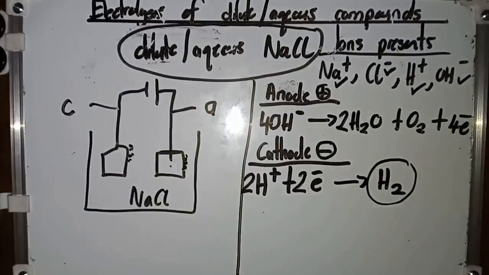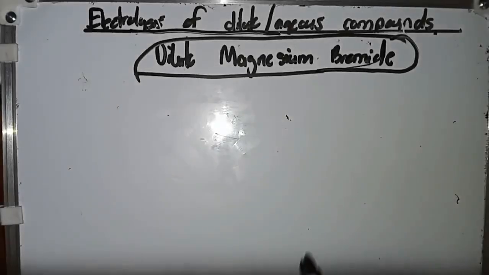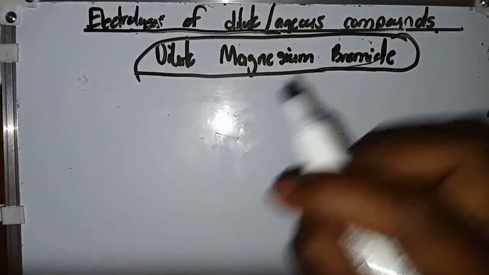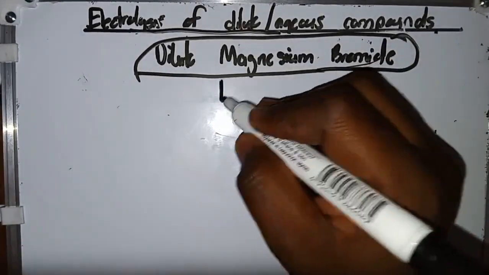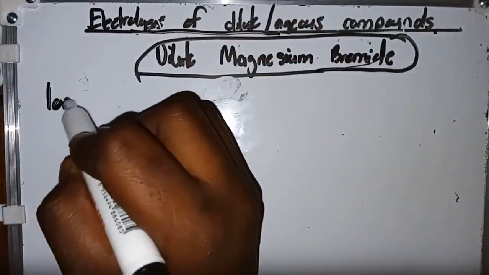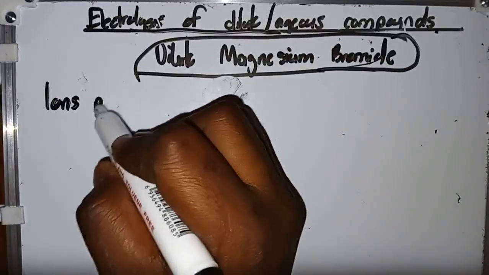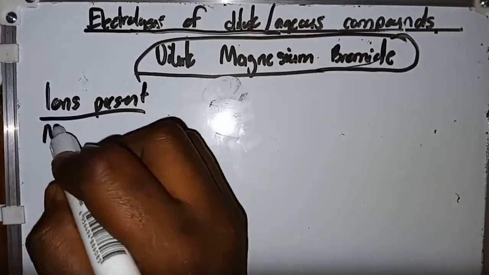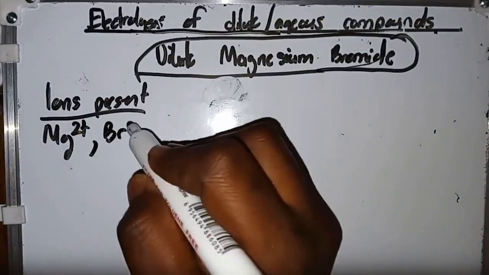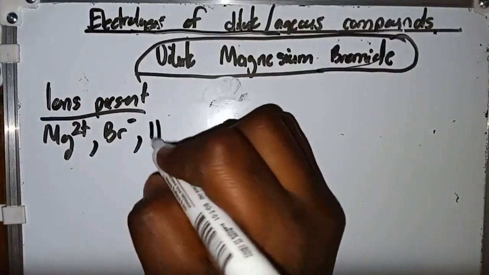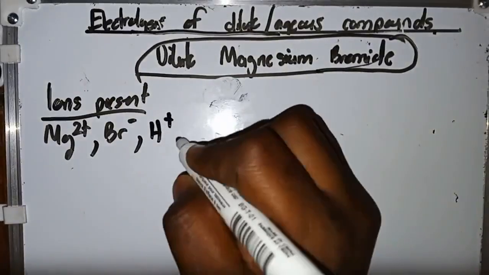So you see bubbles of hydrogen and here bubbles of oxygen. Okay, so let's do another example for dilute magnesium bromide. The first step is to identify the ions present. What do we have? We've got magnesium 2 plus and Br minus, but it's now dilute, so there's water involved. The ions from water are H plus and OH minus.